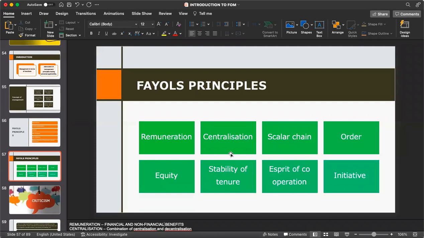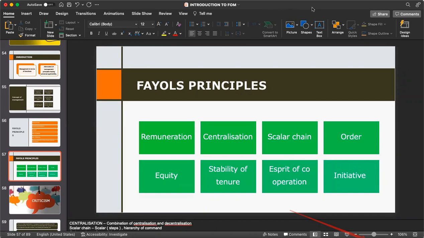Clear? Perfect. Next one, we have scalar chain. Now, scalar chain, what is the meaning of scalar? Scalar means steps. You always know about the steps, flow, method, procedure, how you need to work in the company.